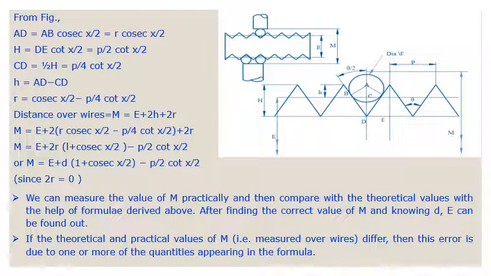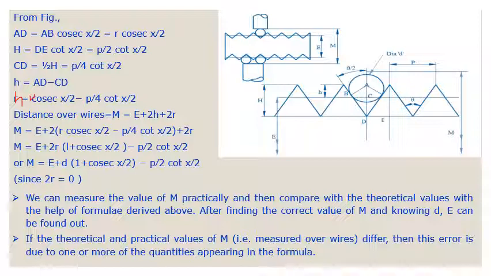Small h is equal to AD minus CD. Sorry, this expression needs a small correction. It was supposed to be h, which is equal to r of cosecant of x by 2 minus p by 4 of cot of x by 2. Substitute the h expression here.